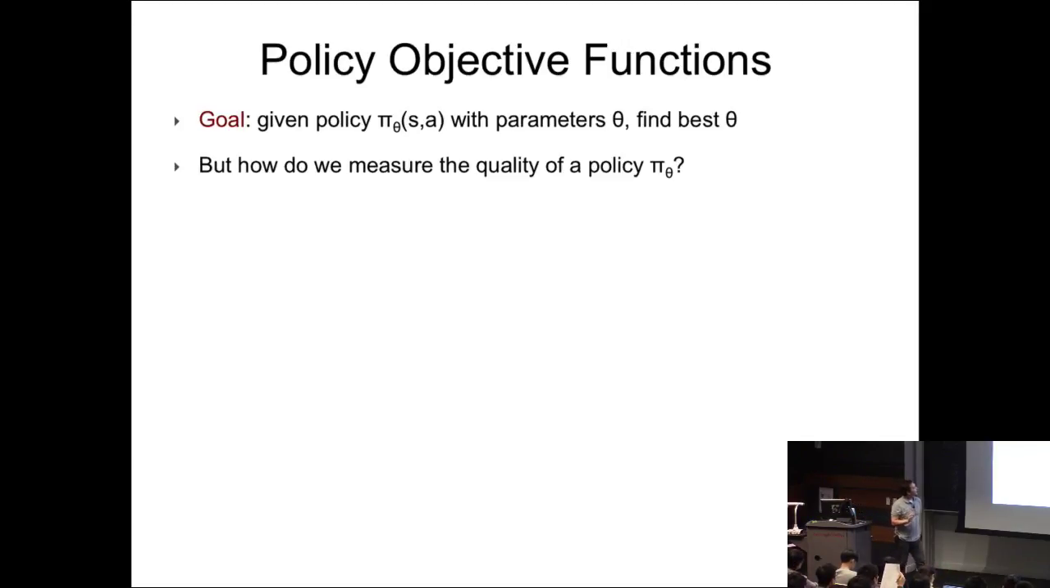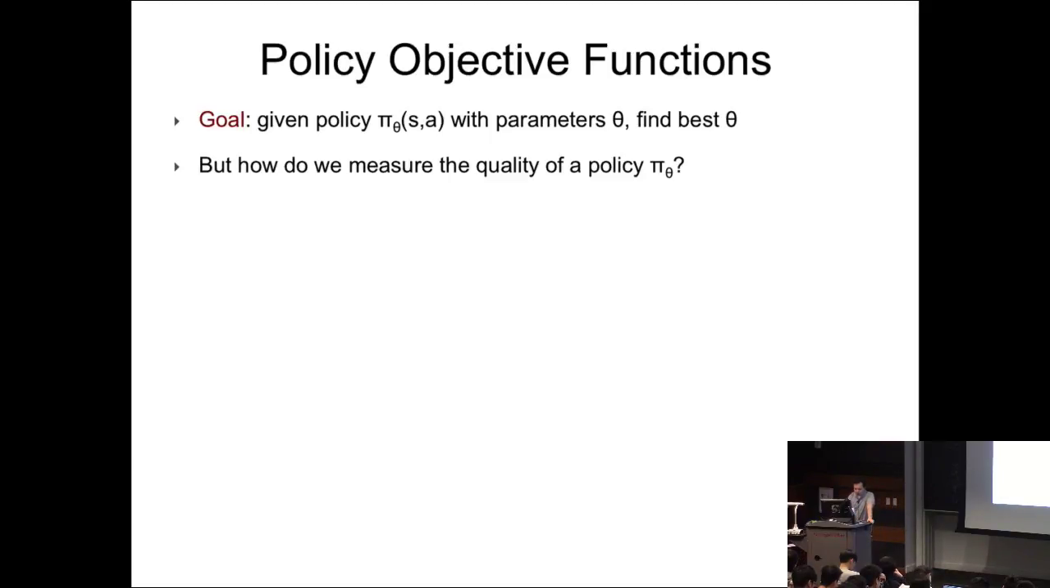Just a little bit of background. We're going to be given some policy pi with some parameters theta. Think of it as a neural network: given some high-dimensional state, you pass it through the neural network and you spit out the action. You want to find the best parameters theta.